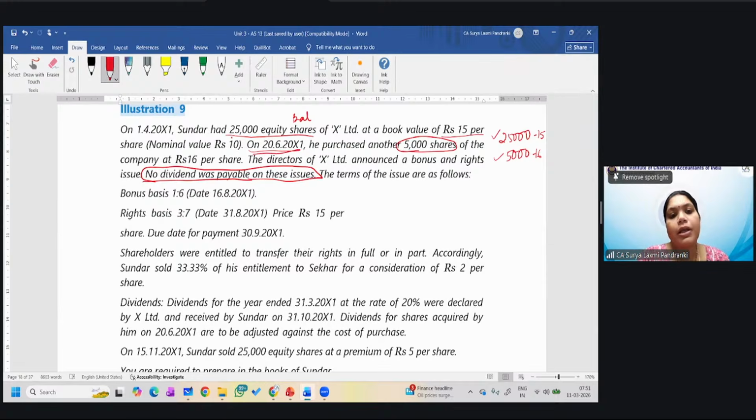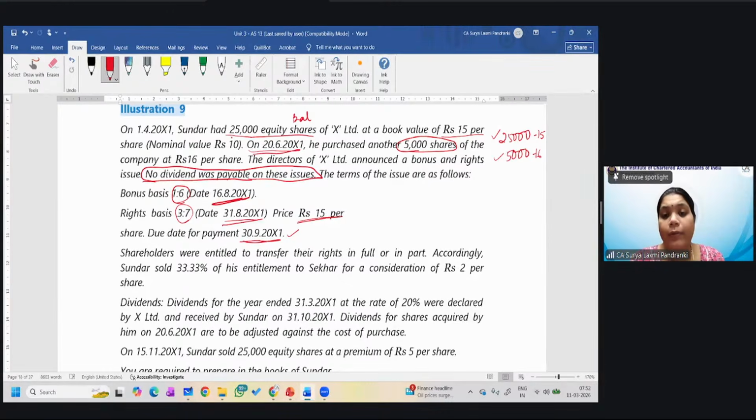Then the terms of issue are as follows. Bonus issue is 1:6, rights issue is 3:7, and the price is 15 per share, right? Due date of payment is 30th September 2011. When did they issue the rights issue? 31st August, and the due date is within a month. Bonus issue was on 16th August.